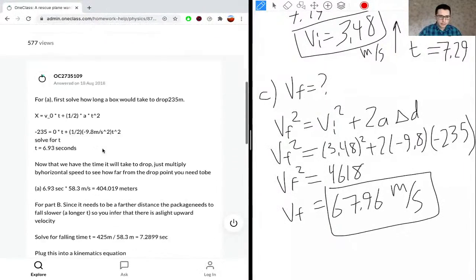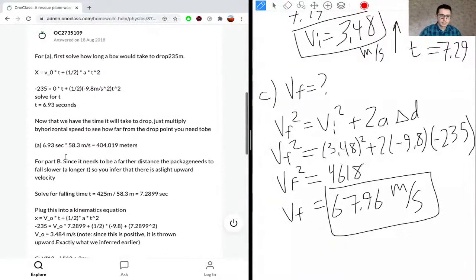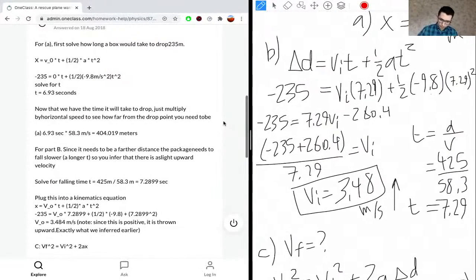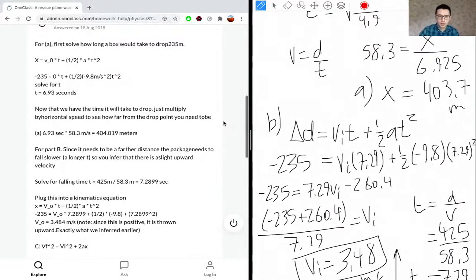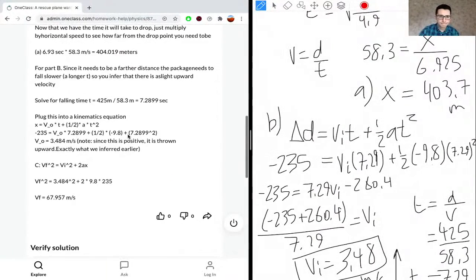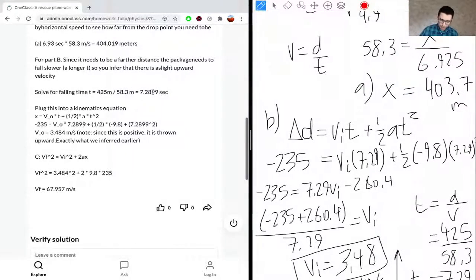So let's look at the attempted solution by the student. They use the correct kinematic equation and solve for t, and they plug it back into v equals d over t to get 404 meters. Let's double check what we got up here. We got 403.7, so this is probably just rounding error based on how many decimal places we kept. For part B, since it needs to be a further distance, okay, they find the time. We got 7.29, so that's correct.